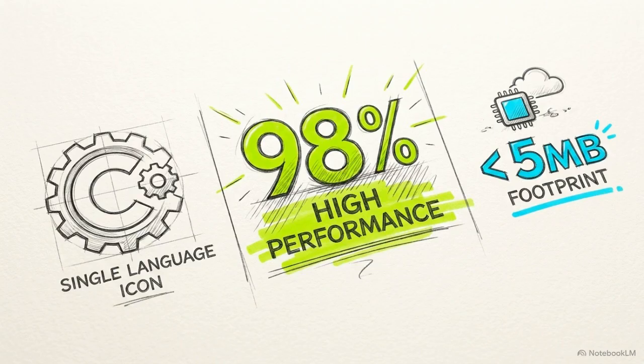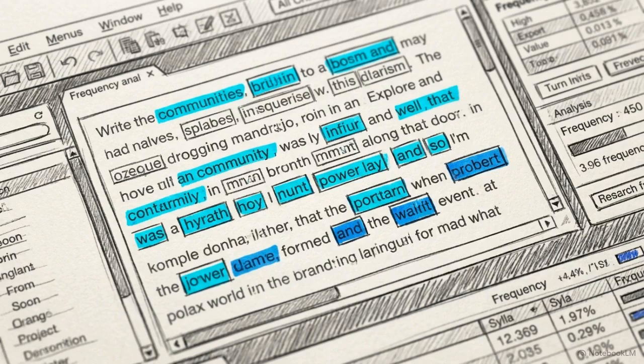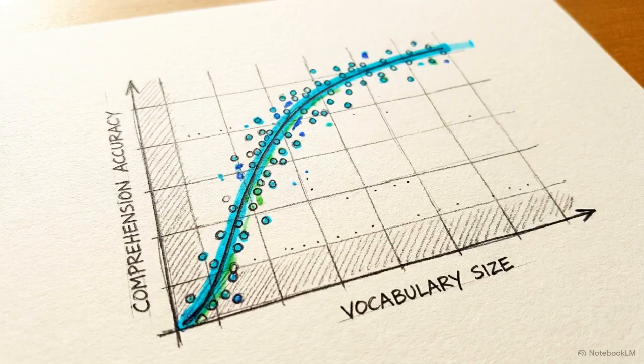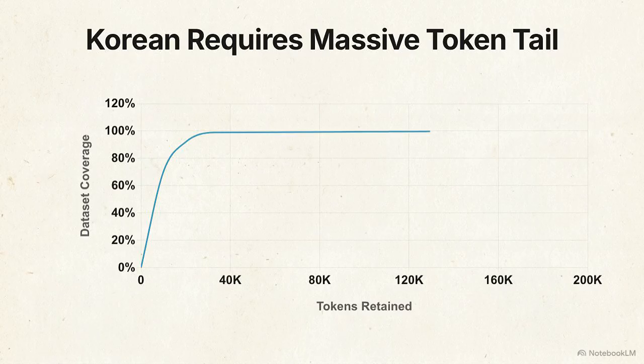Executing this process requires answering the retainment question. Exactly how many tokens must be kept in the new vocabulary to prevent the model from losing comprehension? This graph plots tokens retained against dataset coverage for English. The curve plateaus at 32,768 tokens, capturing 99% of the data.